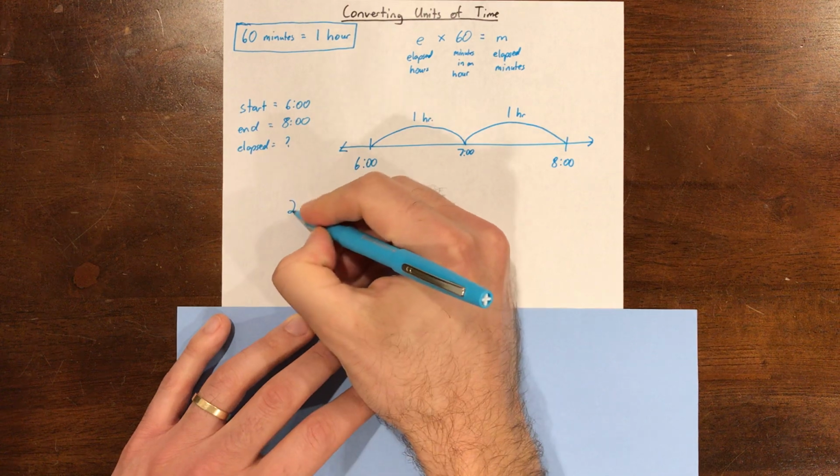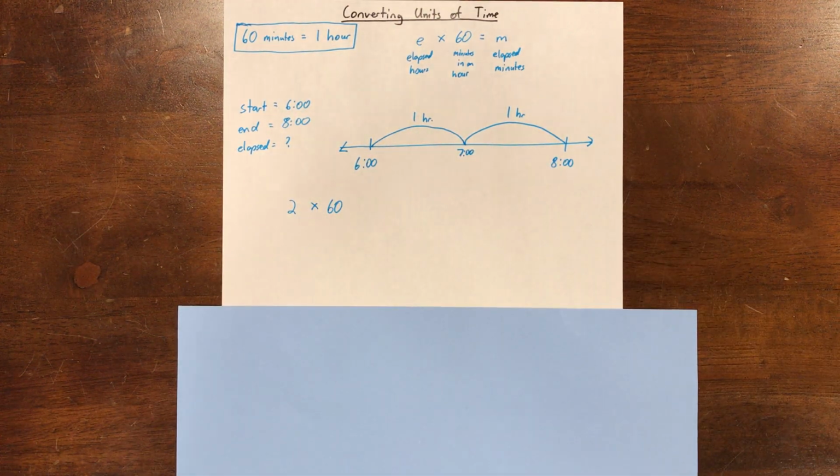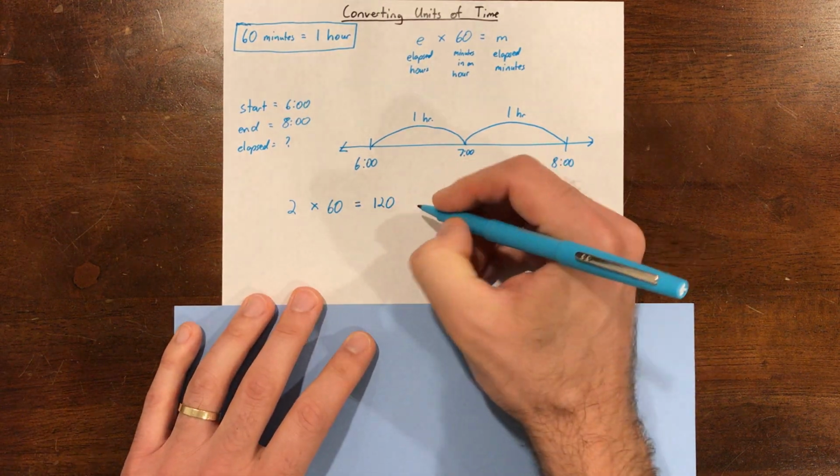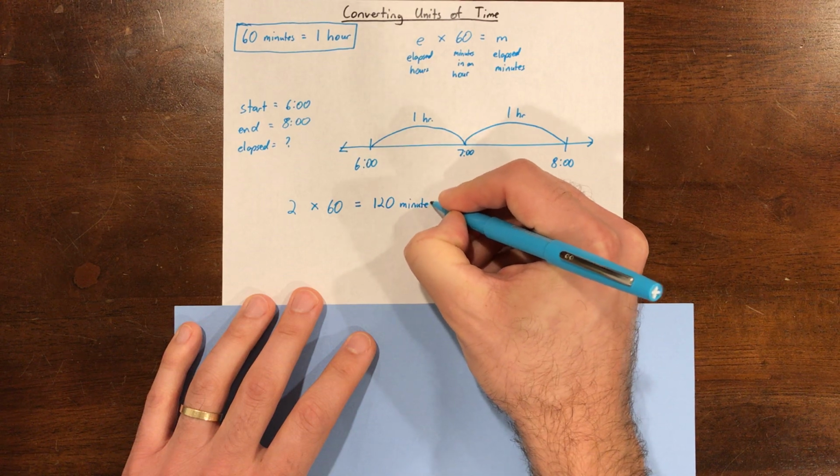Right, I'm going to take the 2 hours times 60 minutes in each hour. Why does multiplication make sense when converting from hours to minutes? Go ahead and say it out loud. Yeah, just like yesterday, we're going from a larger unit to a smaller unit. And when we do that, it takes more of the smaller unit to equal the same amount as the larger unit. So 2 times 60 is 120 minutes. That's how long she has to get ready.